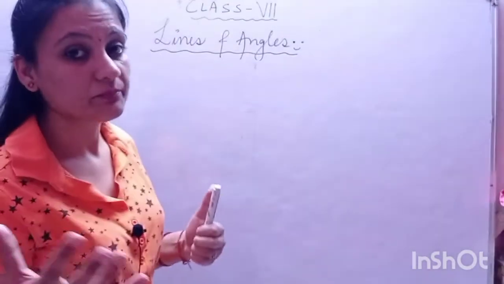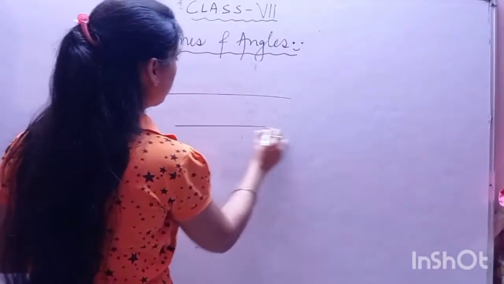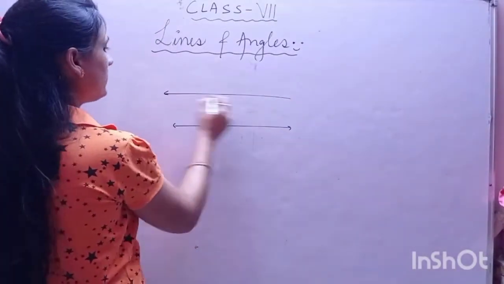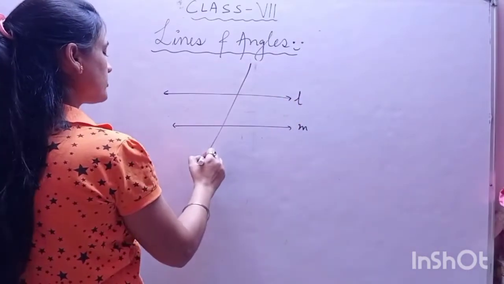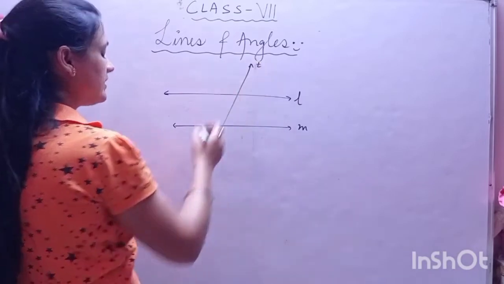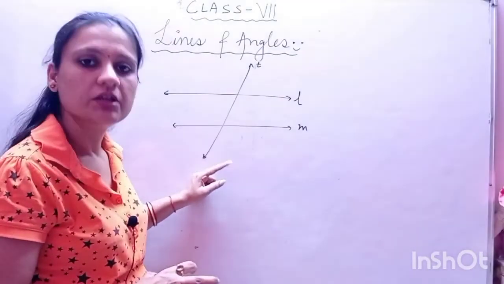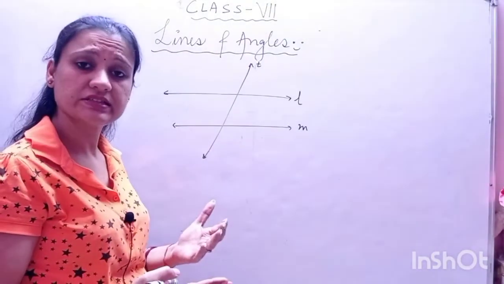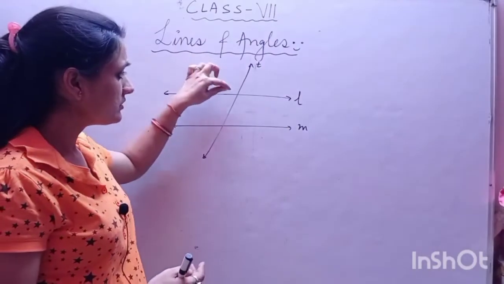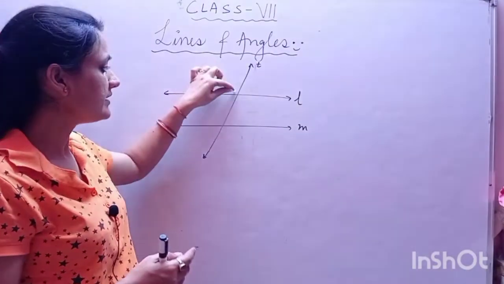That is about again parallel lines. Suppose I gave you two parallel lines, L and M, and one line which intersects these two lines. We call this line a transversal. So what is a transversal? We can say a transversal is a line which intersects the parallel lines or non-parallel lines at distinct points.